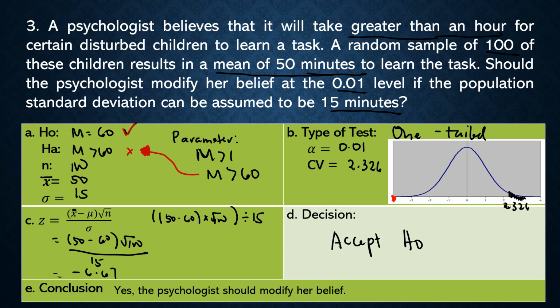Why? Because it is asked whether the psychologist should modify her belief at the 0.01 level. Yes. Why? Because the psychologist's claim is not correct. Because the psychologist claims that it will take greater than an hour for certain disturbed children to learn a task. However, since we accept the null hypothesis, we believe that the mean should be equal to 60 minutes. Okay? So that's all.